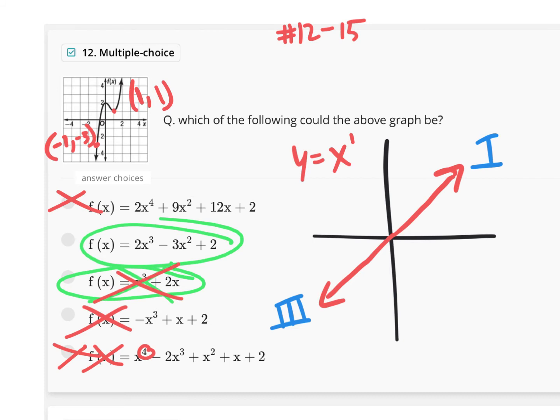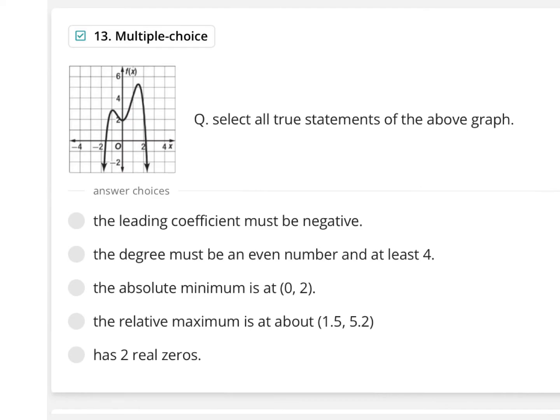Let's move on to question number 13. We have a graph right here, it says select all true statements. The leading coefficient must be negative. That's true, because if both arrows were opening up, the leading coefficient's positive, but because they're reflected over the x-axis down here, that means that the leading coefficient is negative. So that's for sure true.